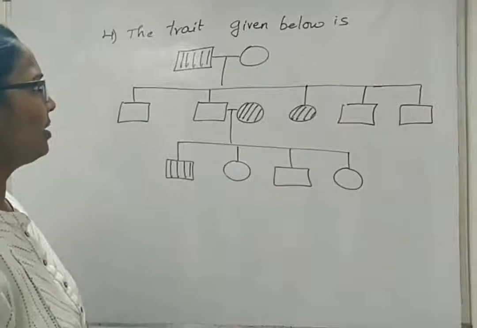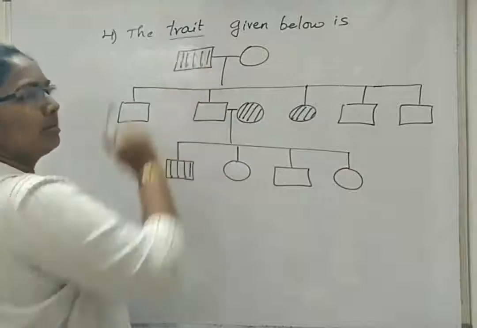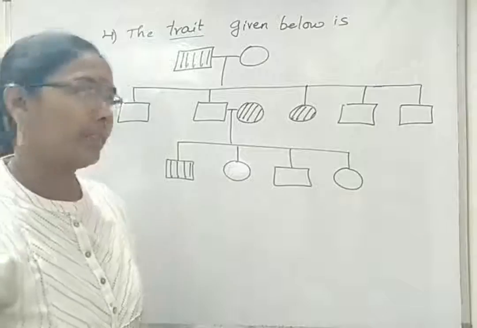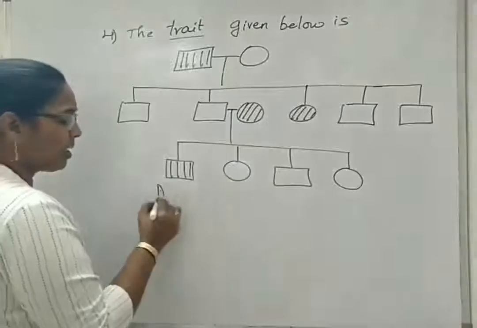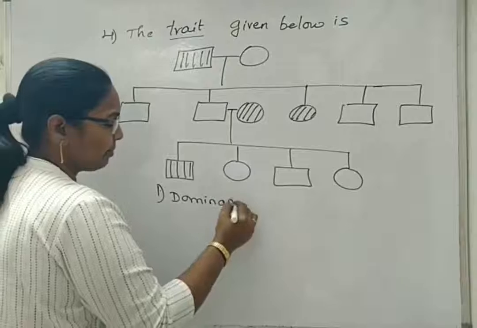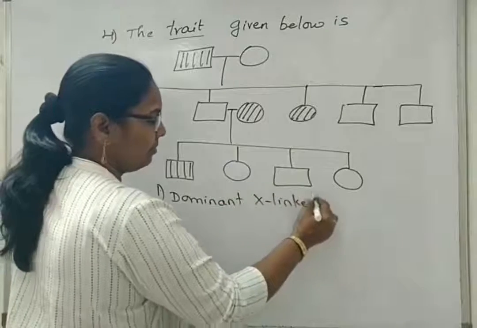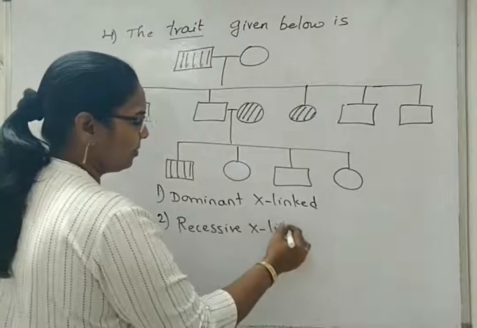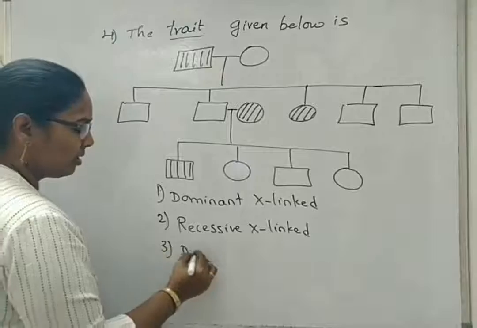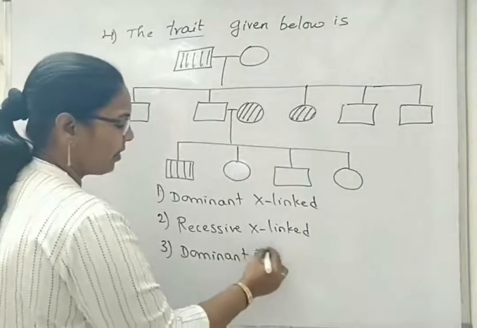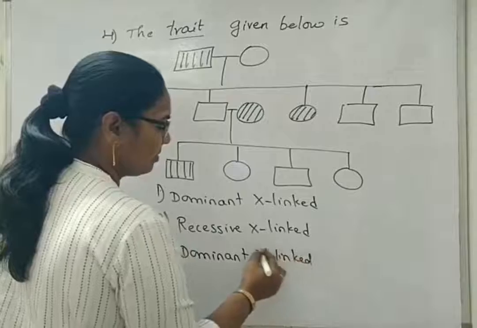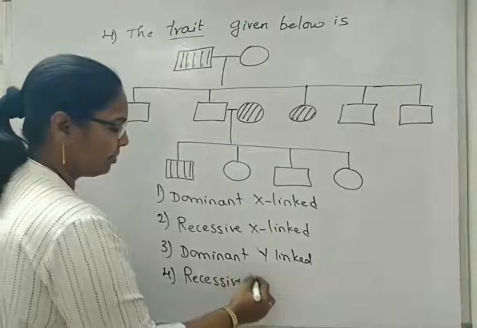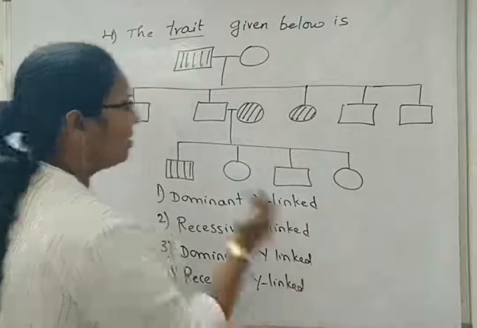If another question was given like this, the trait given below. What is meant by trait? It means the examiner is asking us about the phenotype or the characters that are exhibited. The chart is given like this and the options are: first, dominant X-linked; second, recessive X-linked; third, dominant Y-linked; fourth, recessive Y-linked. The chart is given like this.